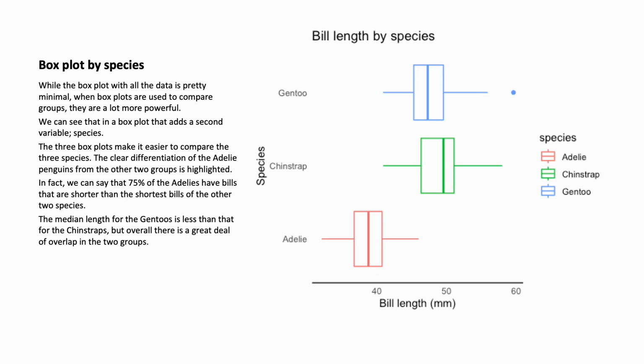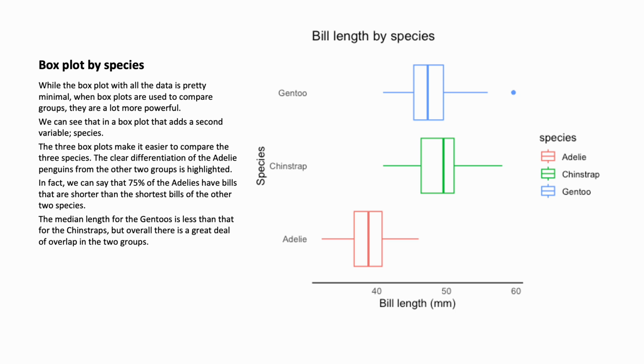So here we can see what is maybe a more interesting use of the box plot, which is to introduce groups by a second variable, in this case the species, and use that to create box plots for each of the species. And we can compare the species to each other. What's nice about a box plot is that we can see both that the medians are different for the three groups, and that for Gentoo and Chinstraps, the medians are somewhat close to each other.